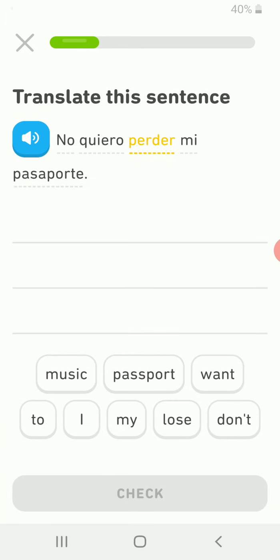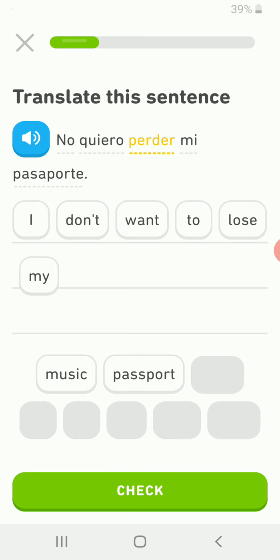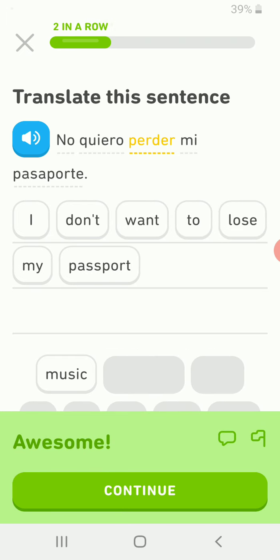No quiero perder mi pasaporte. Perder, it's to lose. So I don't want to lose my passport. Pasaporte, perder. To lose.